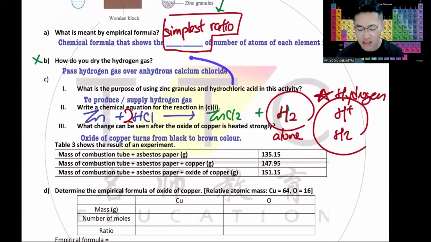Anhydrous calcium chloride is like a drying agent. It's like the small packet, like silica gel, that you sometimes find in the shoebox or in the bag, to absorb the moisture. If you don't absorb the moisture, we are scared it might affect the mass of the substance. It might affect the result a bit.